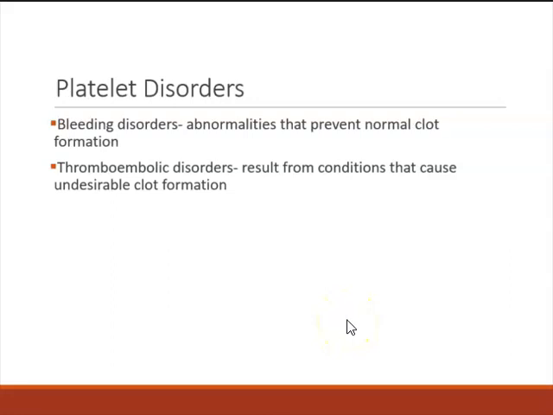Platelet disorders: if we have a decrease in the amount of platelets, we can have our bleeding disorders. So a patient may present with abnormal ability to prevent normal clot formation, so patients will bleed out. Or if we have an increase in the amount of platelets, we'll have our thromboembolic disorders that result from conditions that cause undesirable clot formation. And that's usually bad because it can disrupt the flow of blood and occlude arteries or blood vessels that may result in an infarction or stroke, depending on where the clot is formed.